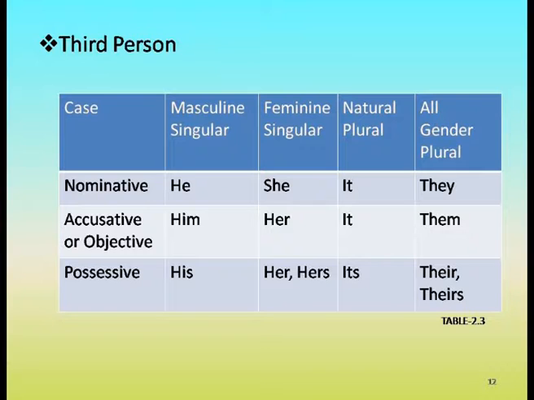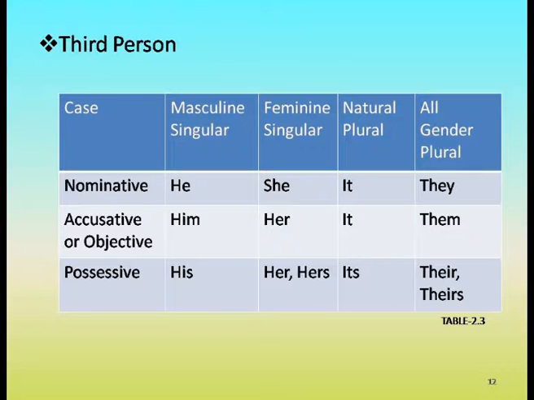Accusative or objective: in the masculine singular form, it will be him. In the feminine singular form, it will be her. In the neuter singular, it will be it. In all gender plural, it will be them.